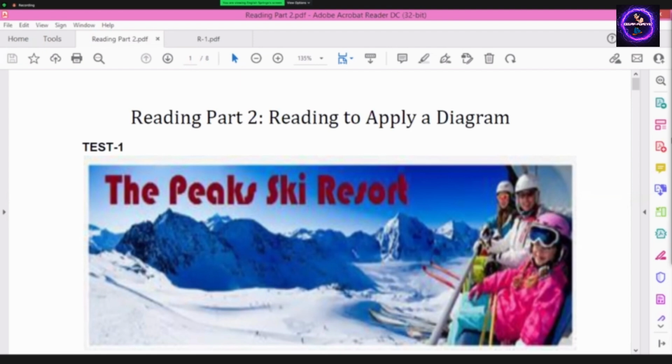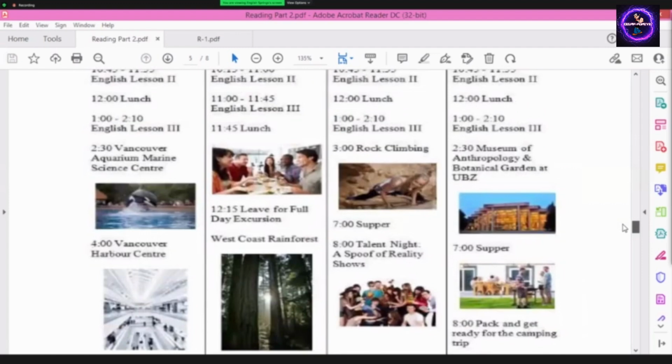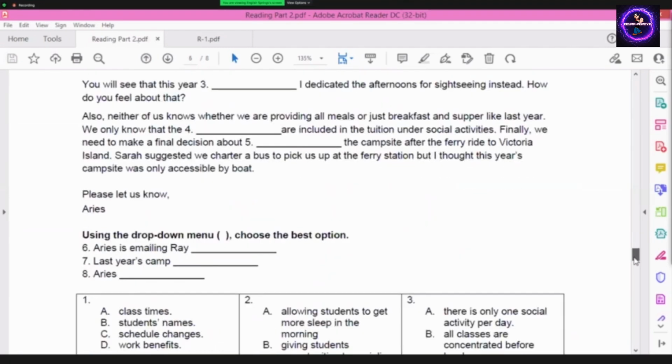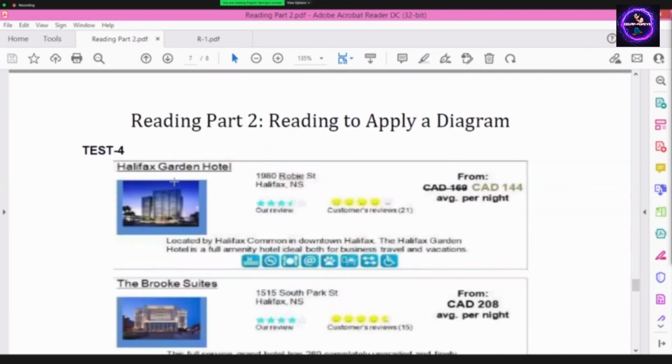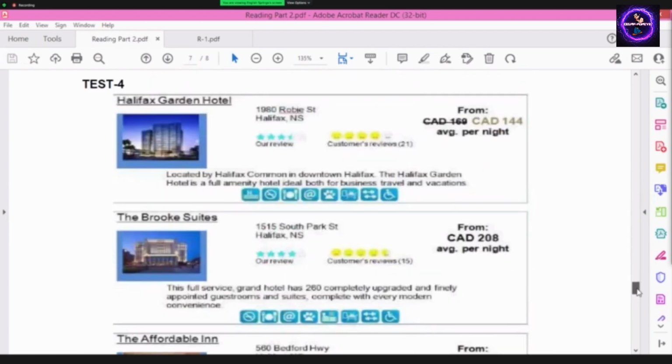It can be in the form of pictorial information, like a timetable of a particular college's activities. Or they might give you information regarding different hotels when you are checking a website, say traveladvisor.com or something like that. You see a number of hotels and their facilities. Those kinds of pictures you will have to study and answer the following questions.